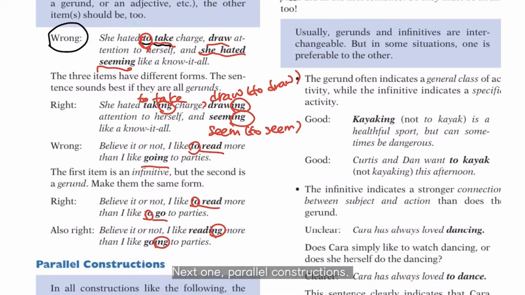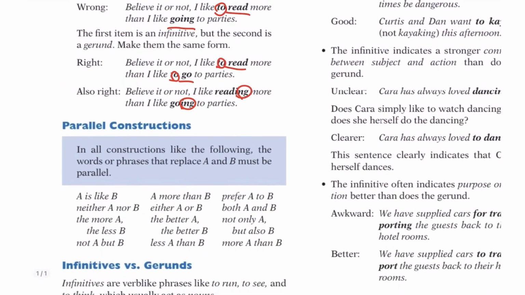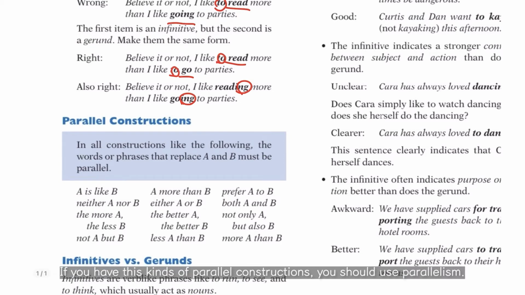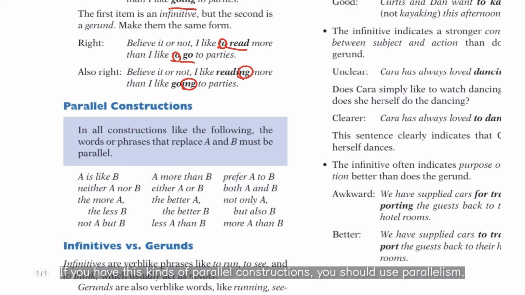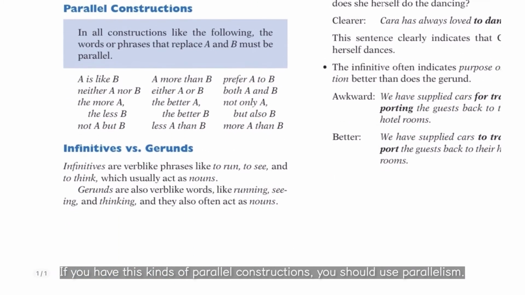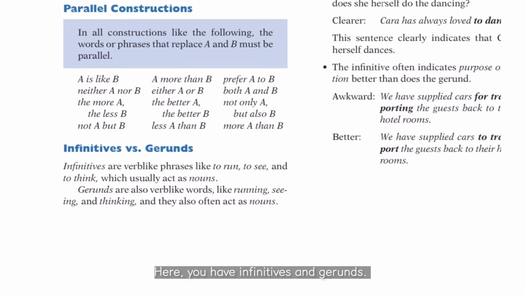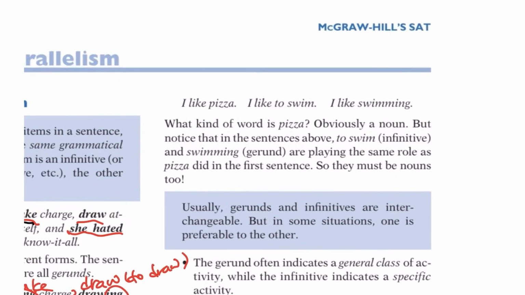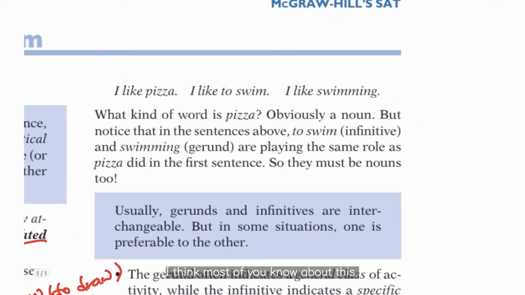And next one, parallel constructions. I believe many of you have seen this idiom before: A is like B, neither A nor B. So if you have this kind of parallel construction, you should use parallelism. And here you have infinitives and gerunds, and I think most of you know about that.